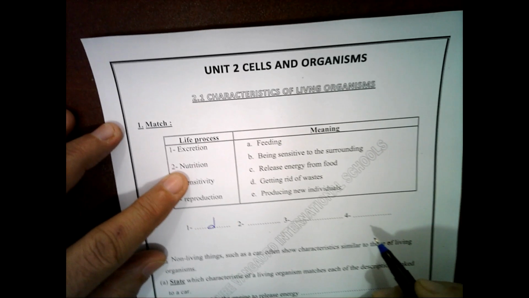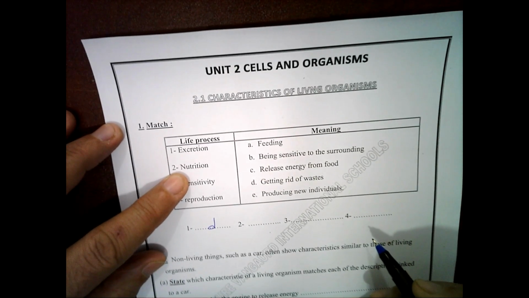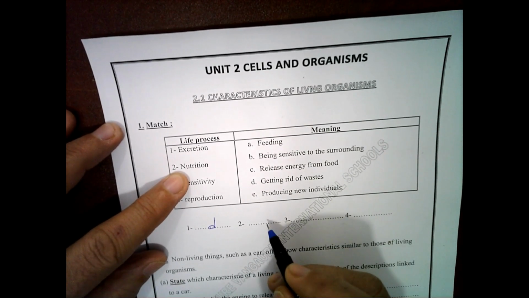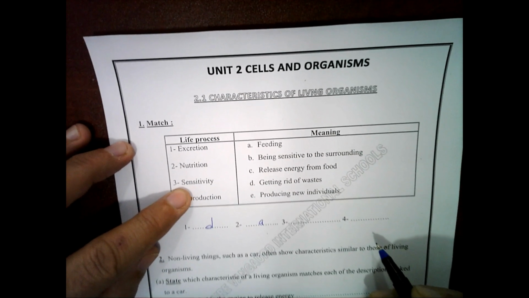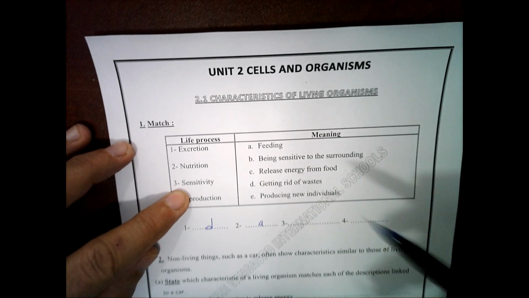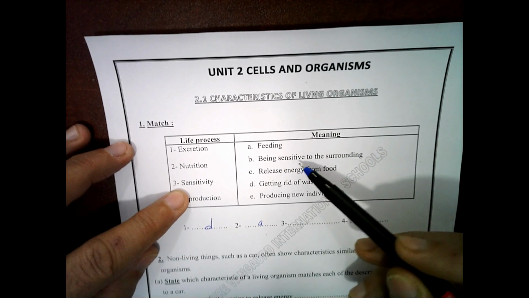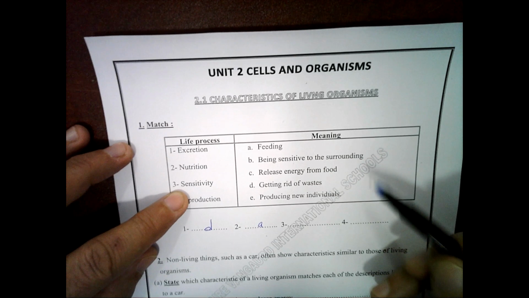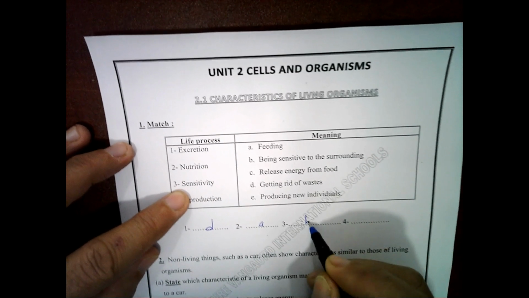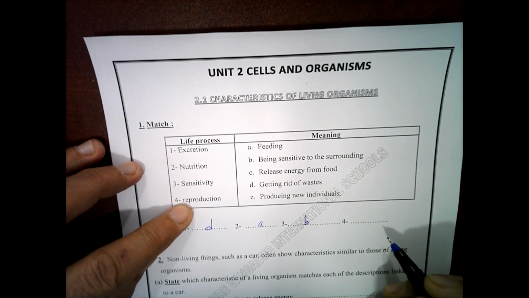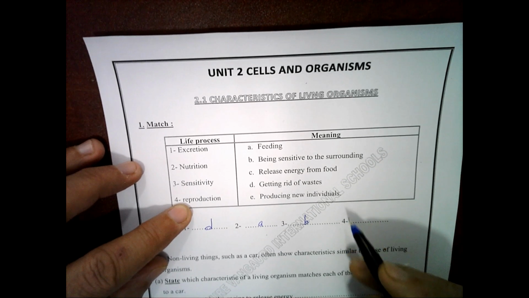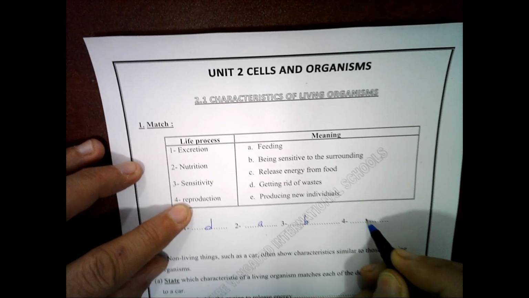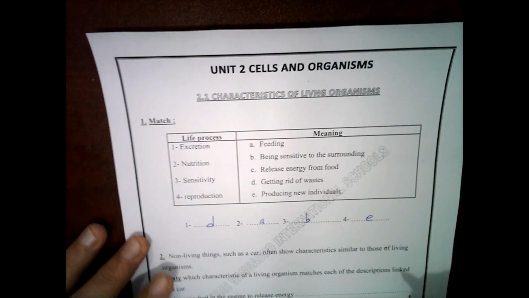Nutrition. What is meant by nutrition? Nutrition means feeding. So the answer is A. Sensitivity means being sensitive to the surrounding. Yes, you are good. Letter B. Reproduction: producing new individuals of the same type. So the answer is E. Okay. Number 2.